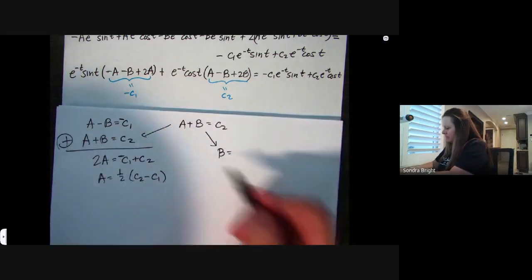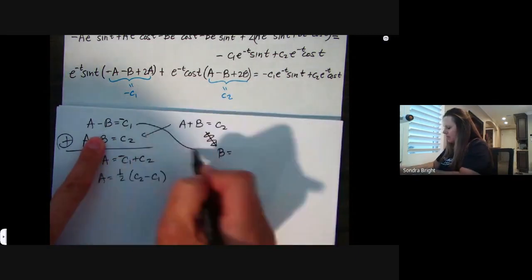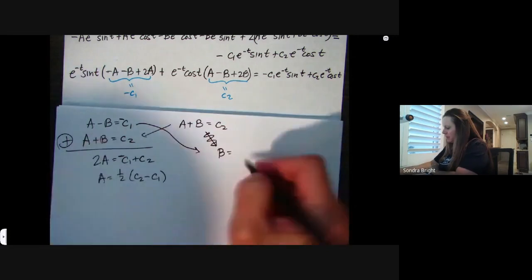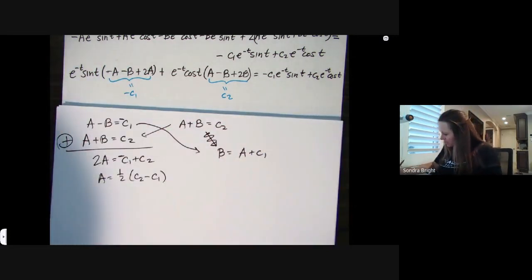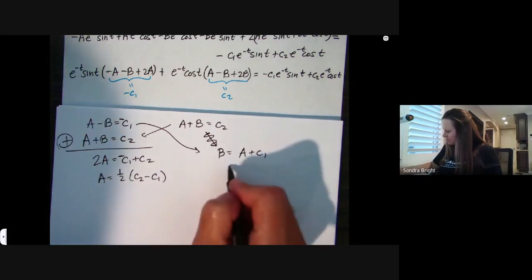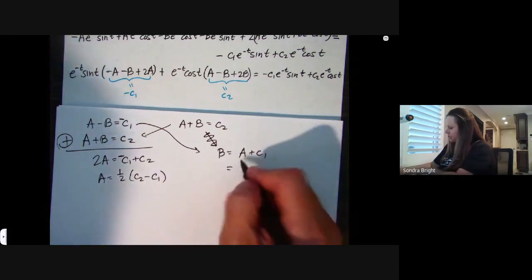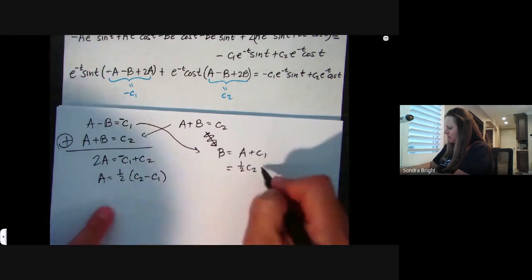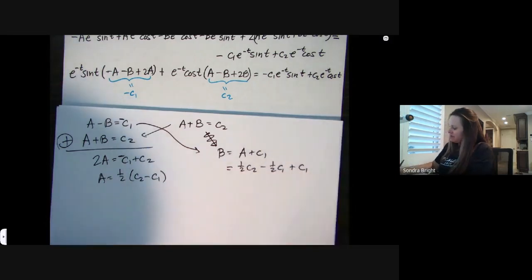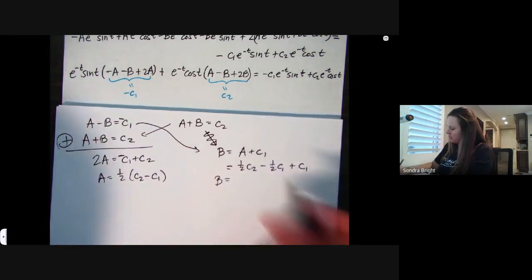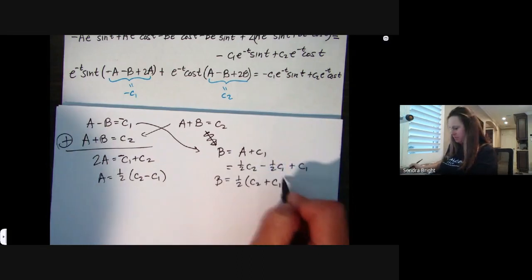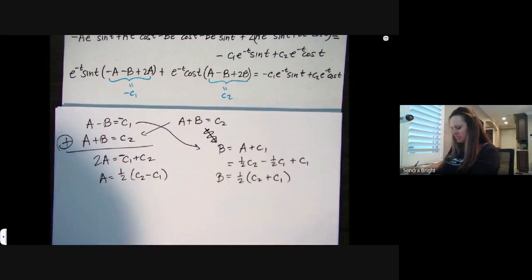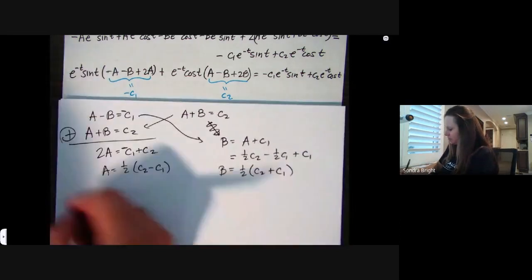Taking this guy over, I've got b would equal a plus c1, which means, I just found this, a was 1/2 c2 minus 1/2 c1, and then plus another c1. So that means b is equal to 1/2 of c2 plus c1. No, my arithmetic's right. I know I'm skipping steps, but whatever. This video is too long as it is.